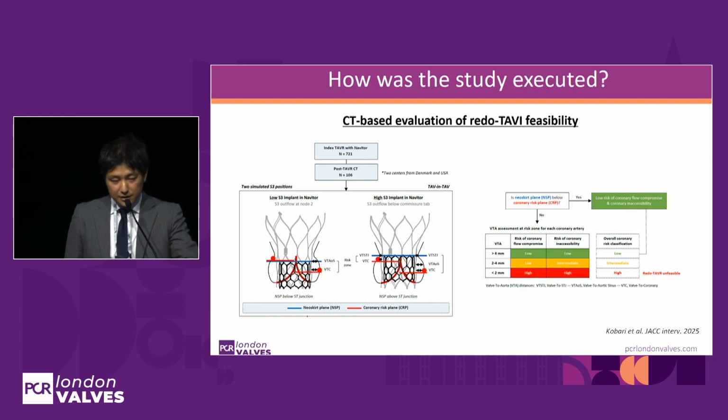So this is a pure CT-based simulation of redo TAVI feasibility. We have analyzed 100 post-Navitor CTs from 2 centers. One is from Denmark and one is from USA. And we analyzed the redo TAVI feasibility. I won't explain too much about the methodology, but if the neoskirt is below the coronary, we call it green or low risk for redo TAVI. On the other hand, if the neoskirt is above the coronary, then we measure the VTC, STJ, and VTC. And based on these measurements, we categorize into, again, green, low risk, or orange, intermediate, or red, high risk for redo TAVI.